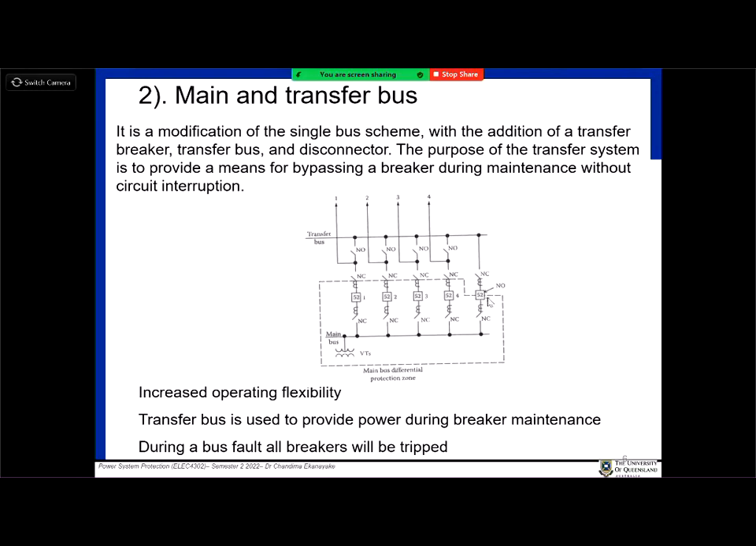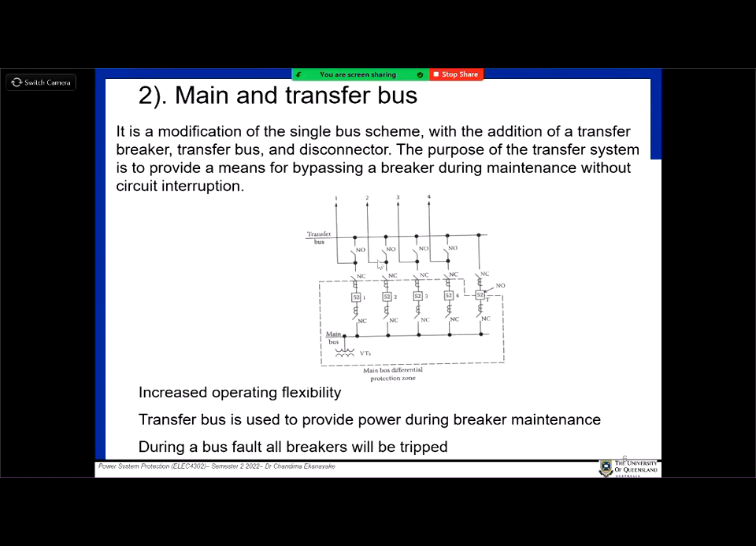And the other way is that, see, if you close this one in a critical condition, if you want to really provide good power here, like reliability, then you close these ones. Now what happens? The power is going through both buses. During a fault in the main bus, all of these circuit breakers will be disconnected or open. Then again, the power is going through.